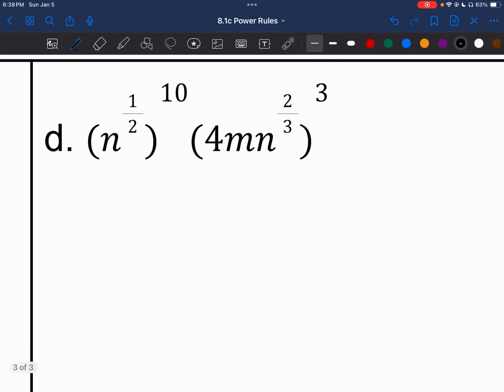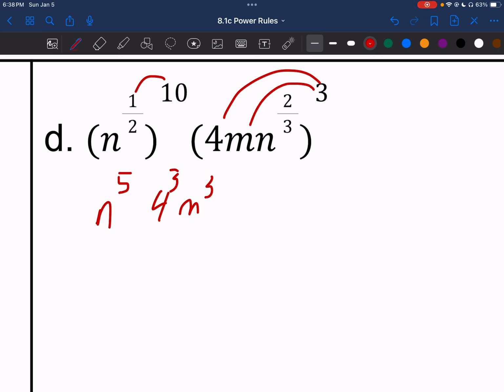Letter D. We start by distributing. We get n to the 10 times 1/2 is 5. Then we distribute over here. We've got 4 to the 3rd power. We've got m to the 3rd power. And we have n, 2/3 times 3 is going to be to the 2nd power.